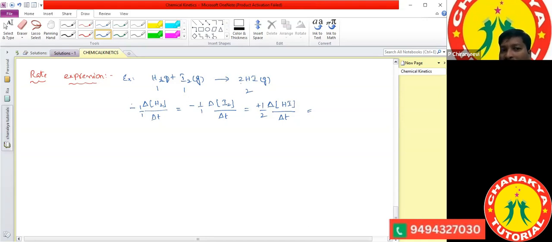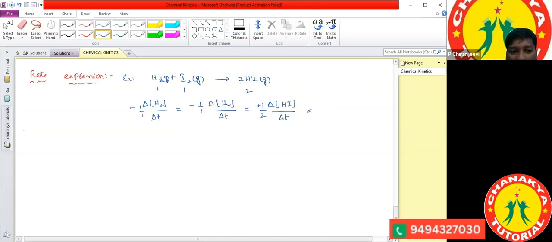In a rate expression, the change in concentration of the reactants is equal to the change in concentration of the products divided by their stoichiometric coefficients. Now you have clarity. According to that, we can write the rate expression. By using it, if we know the concentration of one element, we can find out the concentration of another one also. We can calculate, right? First, you have to know how to write the rate expression.